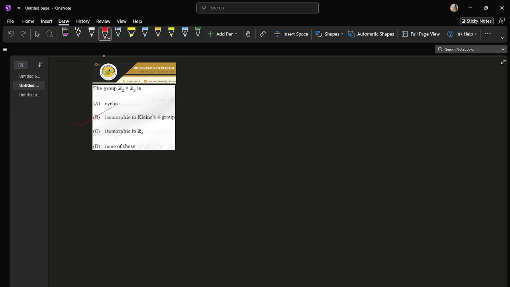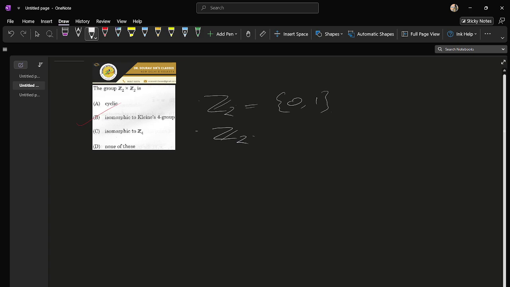Okay, so now the structure of Z2 cross Z2. So we know that the structure of Z2 is equal to only 0 and 1, the binary group. So under addition modulo 2 it has order 2. So now the direct product Z2 cross Z2 will be what? That will be equal to (0,0), (0,1), (1,0), and (1,1).